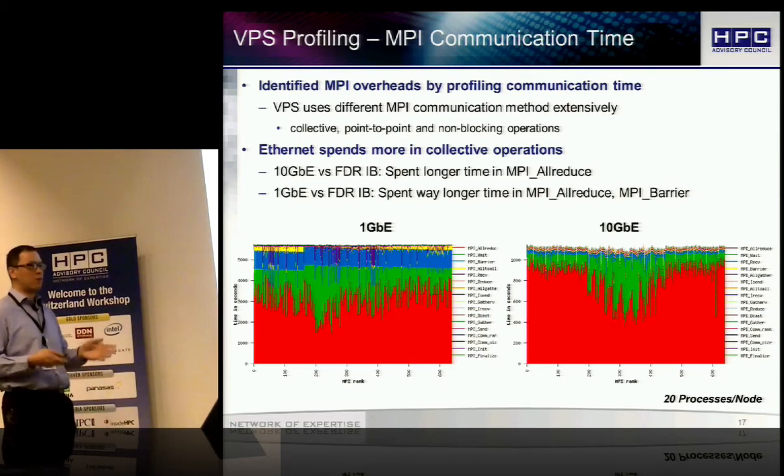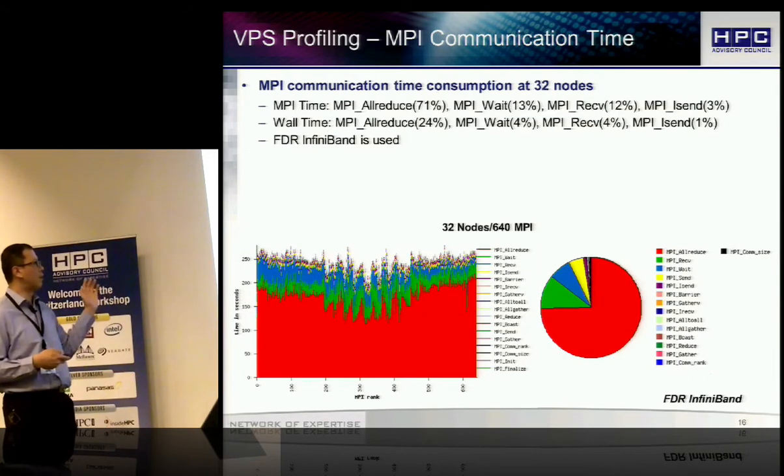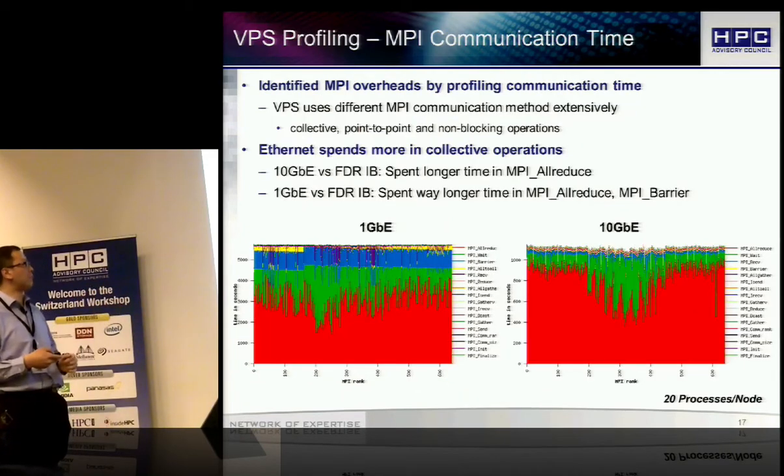So Ethernet was really not productive in helping with this kind of communication. 10 gig E helped a little better, but still has a much higher time span for all reduce compared to FDR, which was on the previous slide.